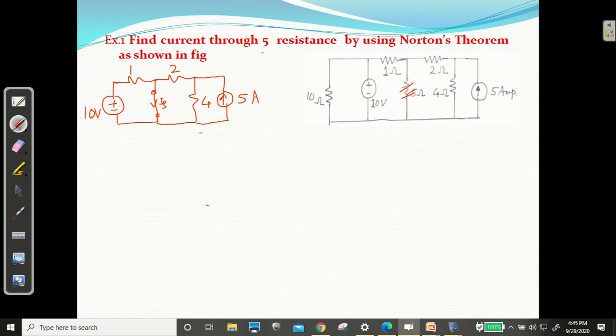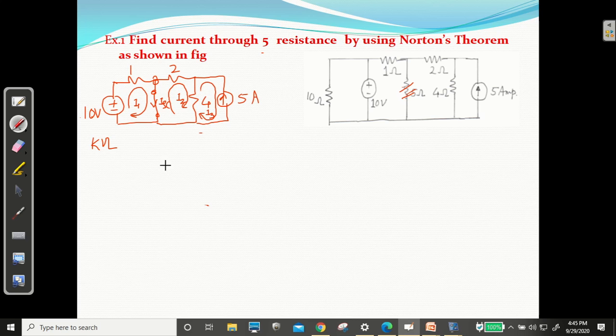This current we have to find. This is called ISC. This is 4 ohm and 5 ampere. You can solve the problem by KCL and find ISC, or you can go for KVL. I am solving the problem by KVL. Right? So how many loops are there? Loop 1, I am taking I1. Loop 2, I am taking I2. Loop 3, I am taking I3.